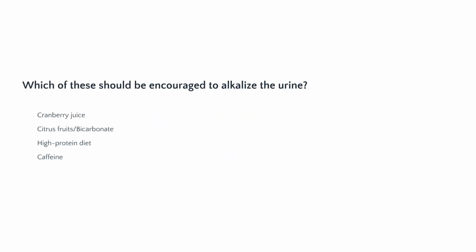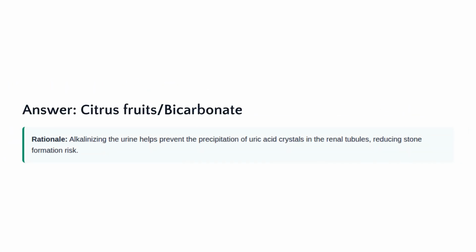Which of these should be encouraged to alkalize the urine? Citrus fruits or bicarbonate help to alkalize the urine. Alkaline urine promotes the dissolution and excretion of uric acid, reducing the risk of renal stones.